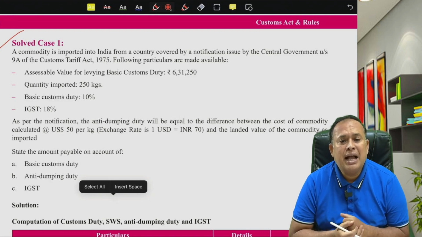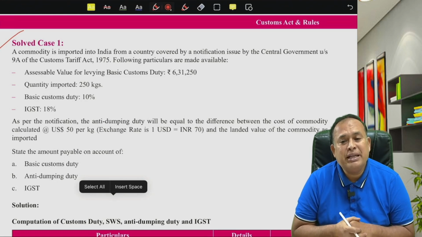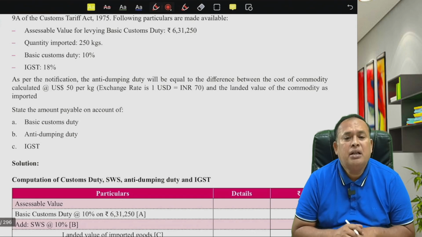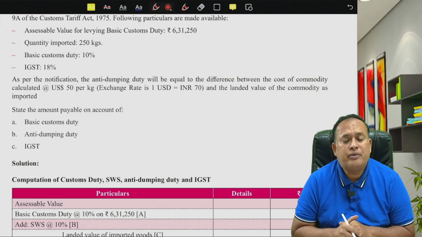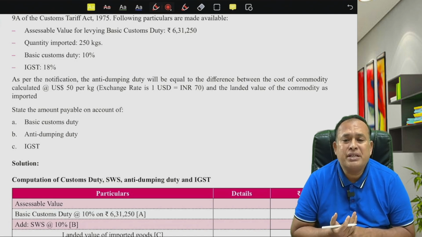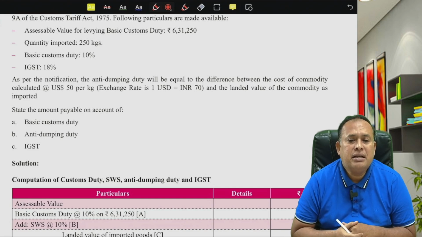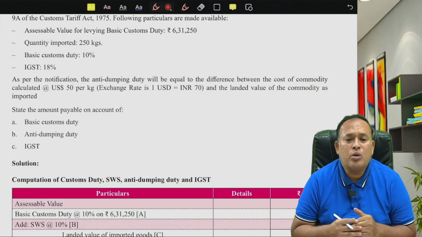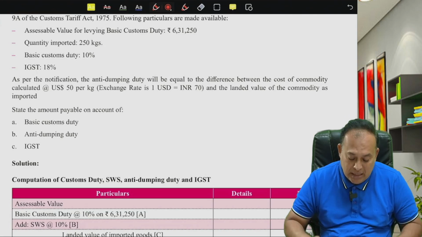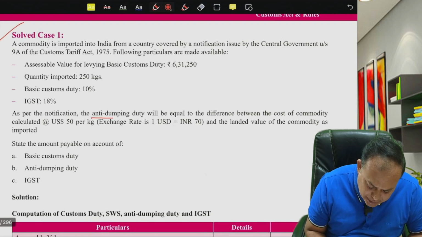IGST 10%. As per the notification, the anti-dumping duty will be equal to the difference between the cost of the commodity calculated at the rate of $50 per kg. Exchange rate $1 equals 70 rupees, and the landed value of the goods as imported. State the amount payable on account of basic custom duty, anti-dumping duty, IGST. Very simple. Here what is asked is to find out the anti-dumping duty.